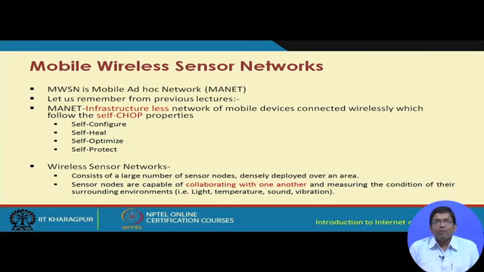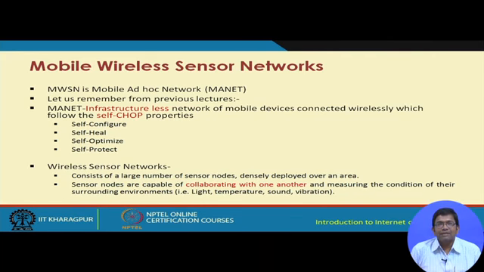So we have a mobile wireless sensor network, which is basically a stationary sensor network conceptually integrated with a mobile ad hoc network. This is not physically integrated, but conceptually. So take the features of mobile ad hoc networks, take the features of stationary sensor networks, put them together, and then you get the mobile wireless sensor networks.